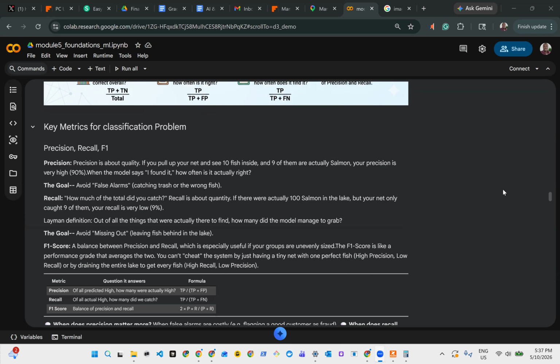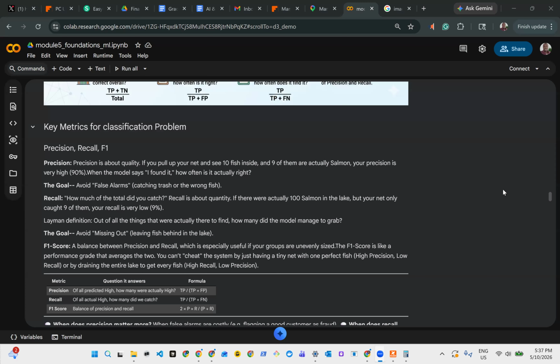For precision, the goal is always to avoid false alarms. In our fish analogy, when you catch trash or the wrong fish, that's a false alarm. Our target is salmon. Out of the 10 fish we caught, we had nine salmon. So we say we have a very high precision.